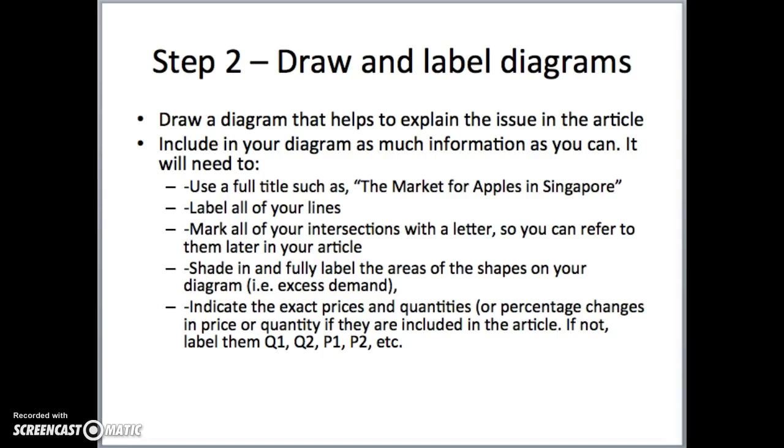And if the article mentions exact prices, so the price has gone up from £3 a packet of cigarettes to £3.50 because of tax, put those precise prices on your diagram. And also for quantities, if the quantity of cigarettes has reduced from 60 million packets a year to 40 million packets a year, pop those figures on your diagram.